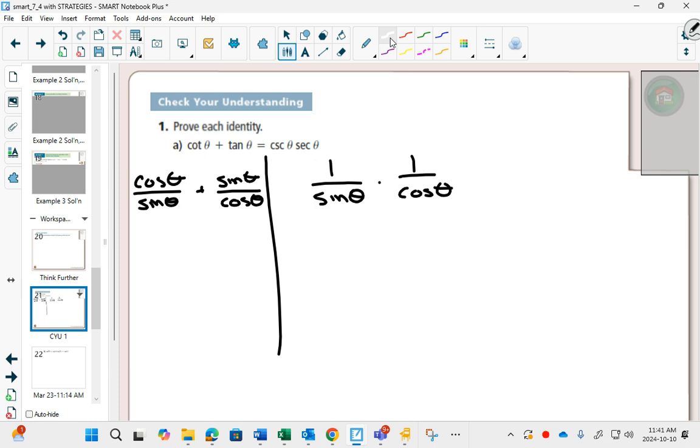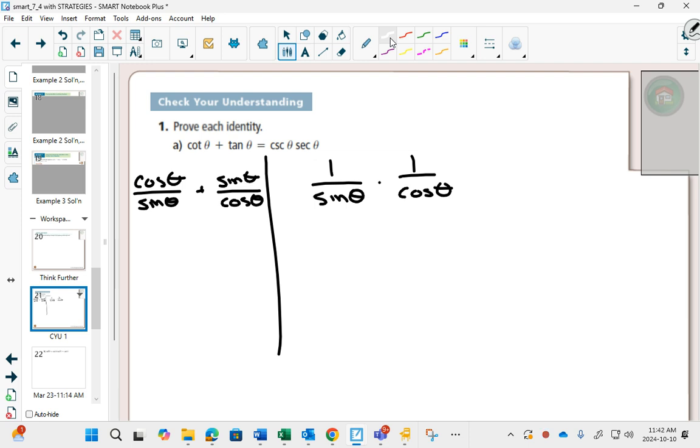It is a must that you have those memorized and able to use quickly, because we do it so much where we change from one to the other. So you have to know that cosecant is 1 over sine theta, secant is 1 over cos theta, cotangent is cos theta over sine theta, and tangent theta is sine theta over cos theta.